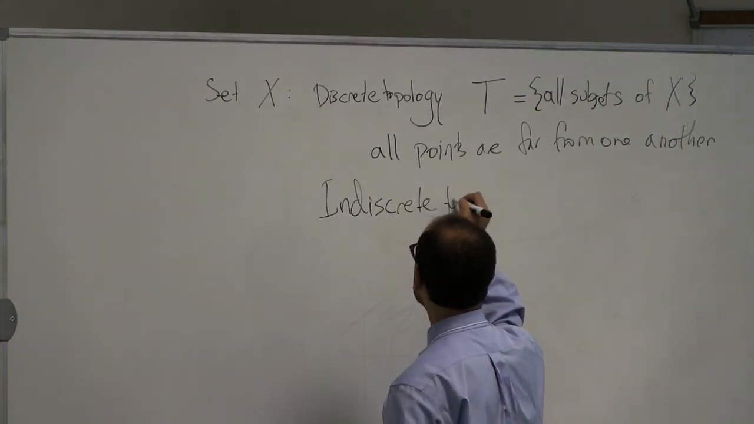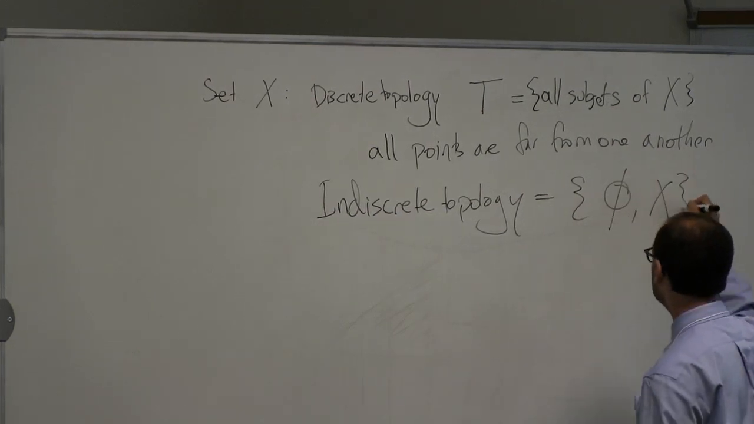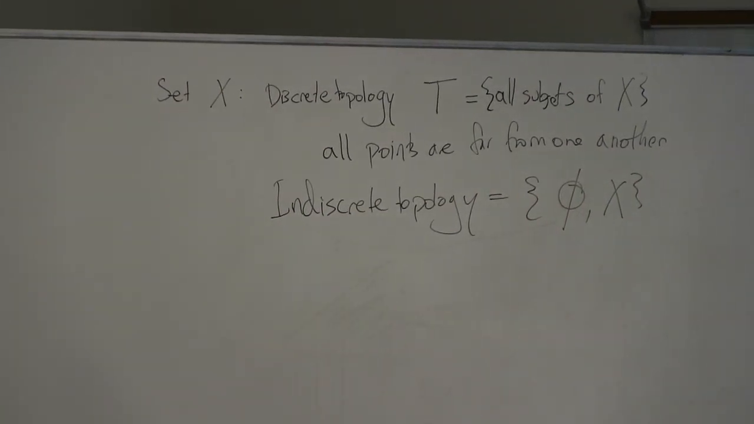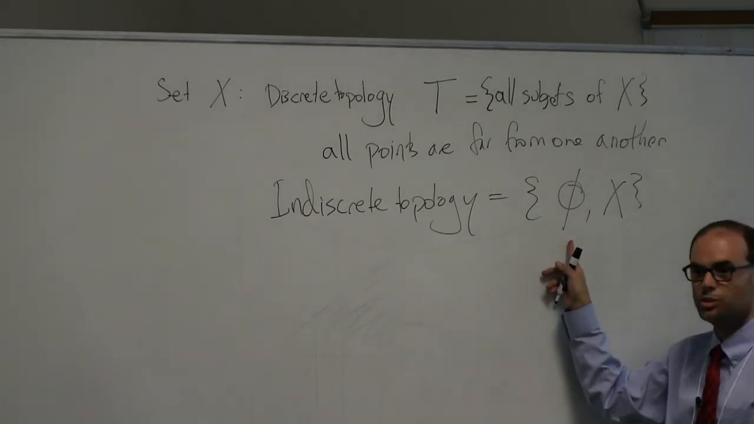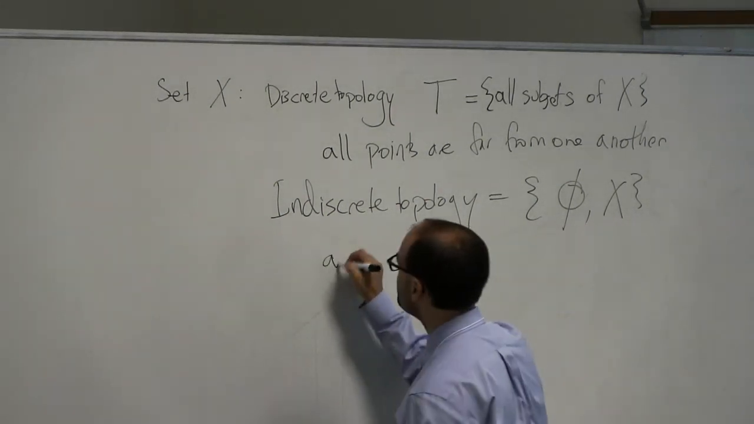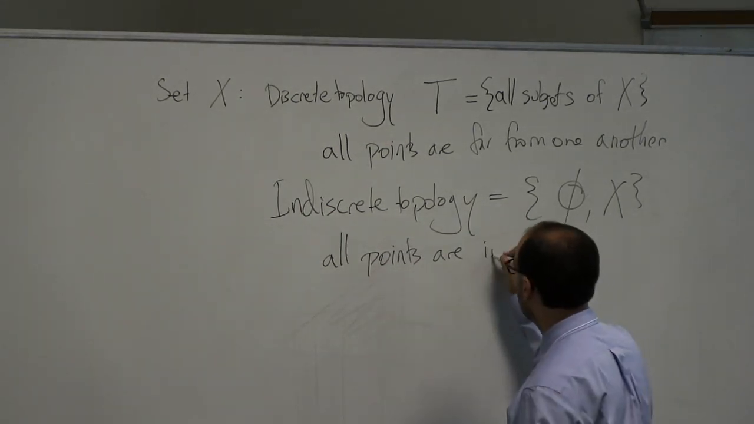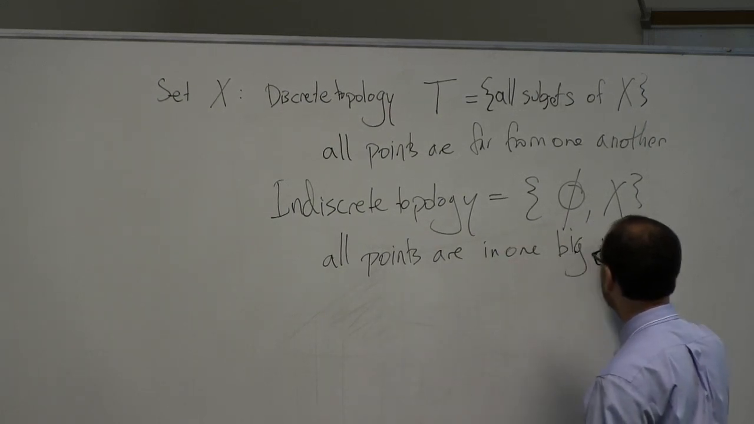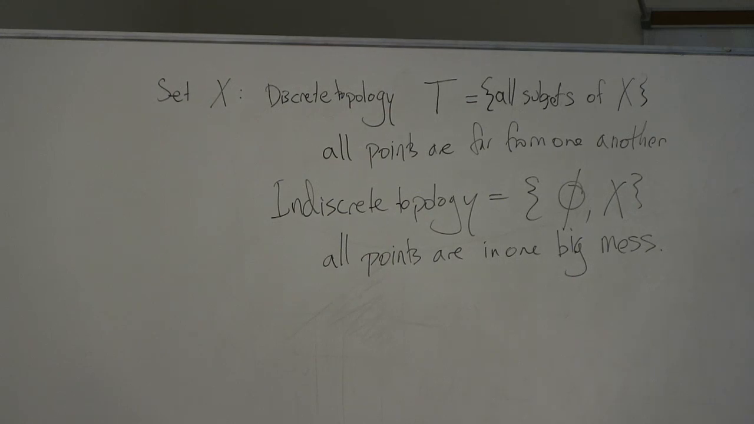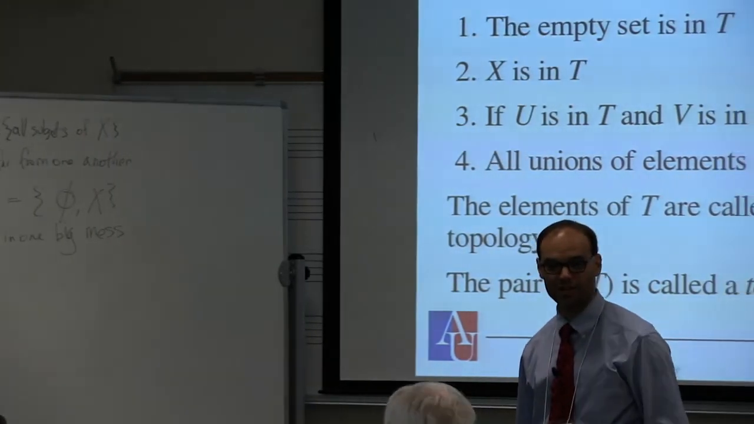The only thing it is, is the empty set and the whole thing. Let's see. First two axioms are satisfied more or less obviously. If I take the intersection of the empty set with the whole set, what do I get? The empty set? Sure. Union? Yep, also trivial. So, also kind of a boring topology. This is saying all points are, basically, in one big mess. Everything is stuck to everything else. It's really easy to work with, yes, but it has no internal structure at all. And there are various intermediates as well.